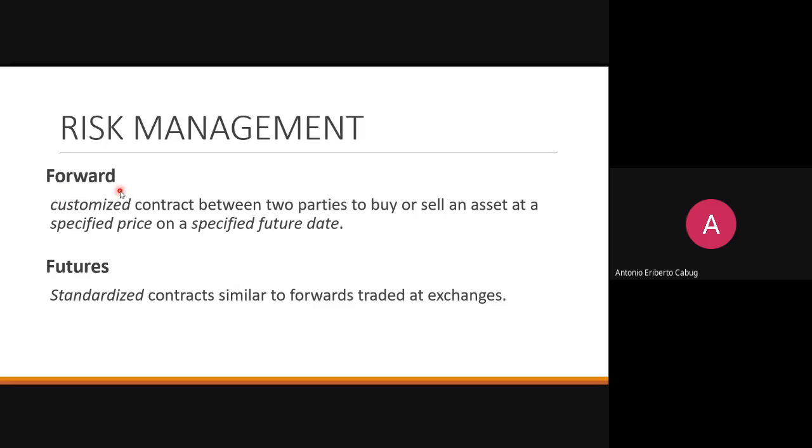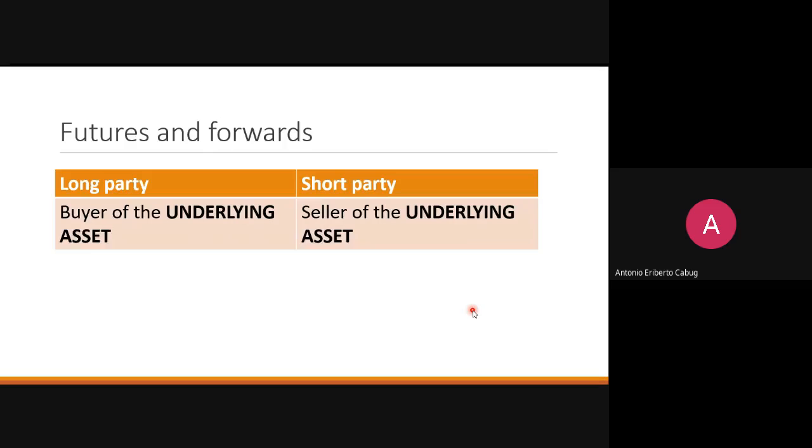What is a forward? It's a customized contract between two parties to buy or sell an asset at a specified price on a specified future date. In other words, the exchange will happen in the future, but in order to prevent us from being exposed to changes in the exchange rate, we agree now on what exchange rate we're going to use, even though the transaction will happen in the future. We call this forwards. Futures are like forwards, except that rather than being customized by the buyer and seller of currency, futures are standardized. And furthermore, they can be traded at the exchanges.